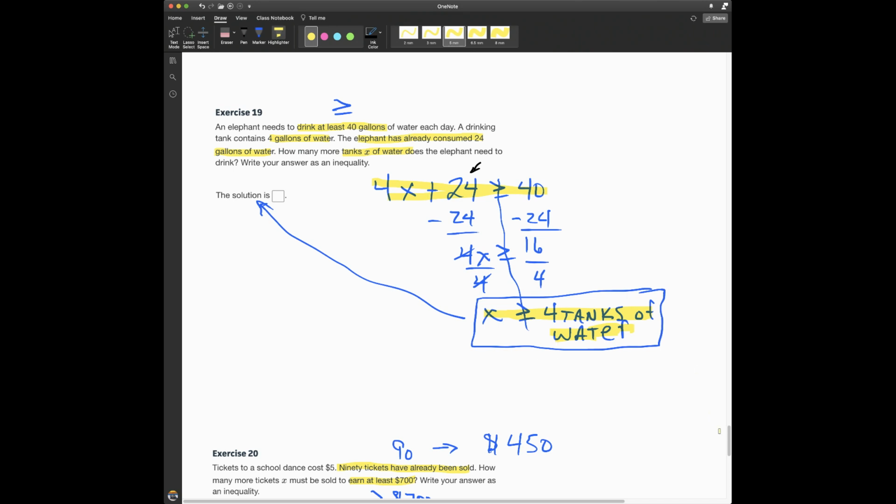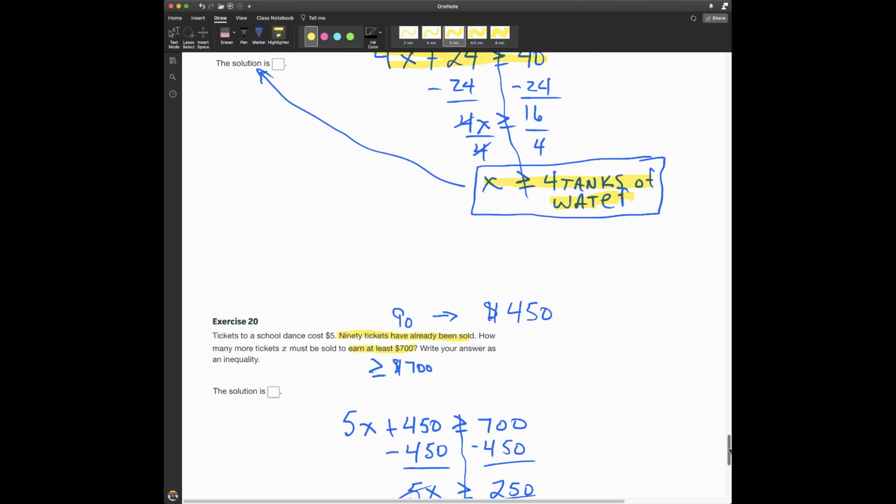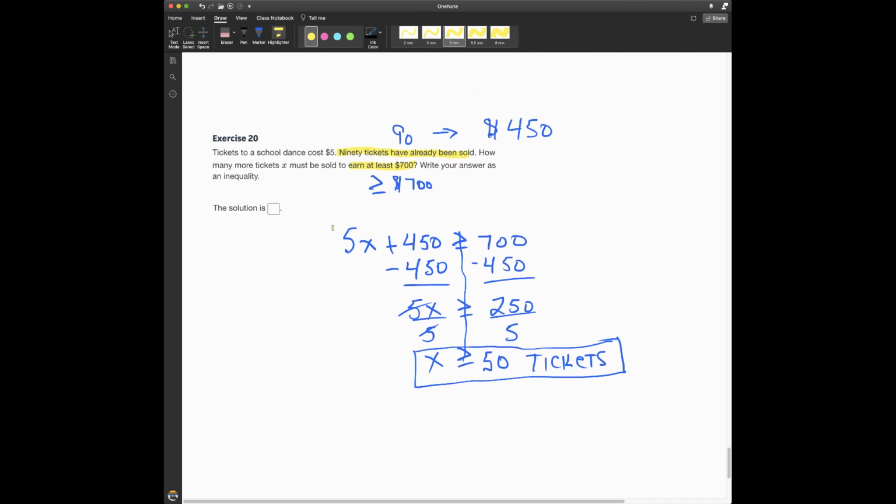And then the last problem, number 20. Tickets to a school dance cost $5. 90 tickets have been sold. So how much have they taken in so far? It's $450 because you have 90 times $5. How many more tickets, x, the number of tickets, must be sold to earn at least $700?